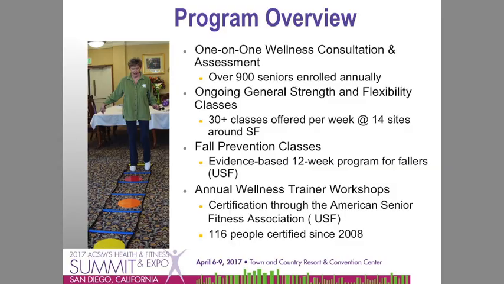Program overview, here we've got good old Claire going through a gate ladder associated with our fall prevention program. That's always fun. We do that as an aspect of Always Active. We have one-on-one wellness consultations, so 900 times a year our staff gets together one-on-one for about 15 or 20 minutes with every senior to help figure out what their goals are going forward, whether they're new to the program or they're renewing each year with a new physician consent. We have ongoing general strength and flexibility classes, and we offer over 30 classes per week at 14 different sites around the city.